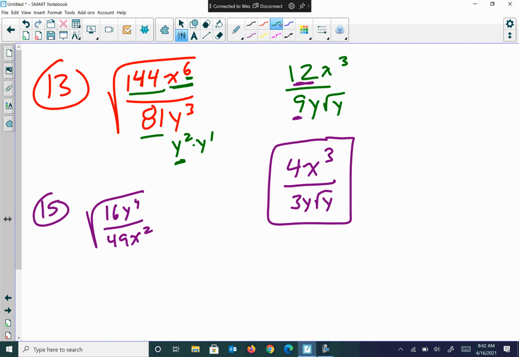All right. Square root of 16 is? Square root of 49 is? Square root of y to the 4th? Square root of x squared? There's my answer. No radicals on that one because we had perfect squares.